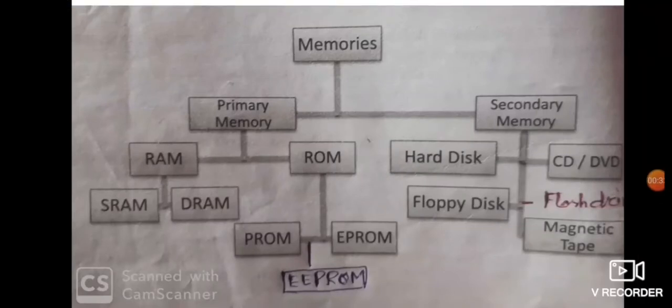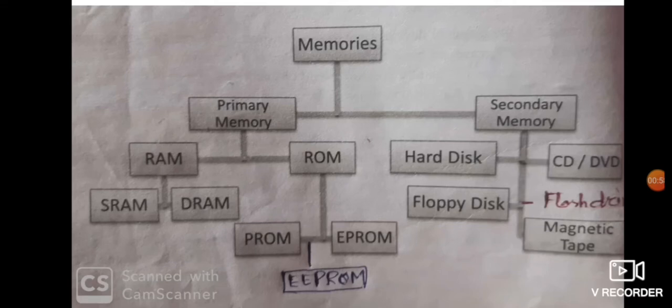Now let us look at the chart which is shown on the screen. Memory is of two types: primary memory and secondary memory. Already discussed in the last topic. In this topic, we will understand only the types of primary memory. Primary memory is of two types, that is RAM, random access memory, and ROM, read only memory.